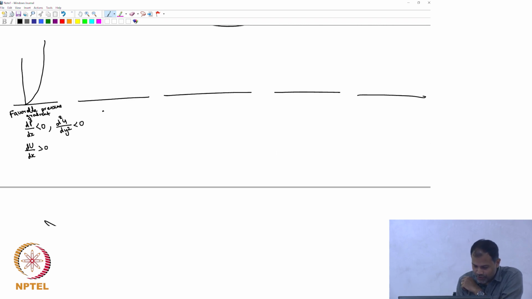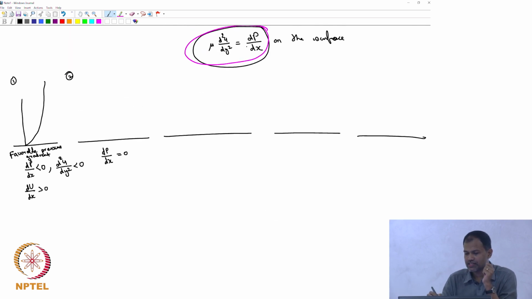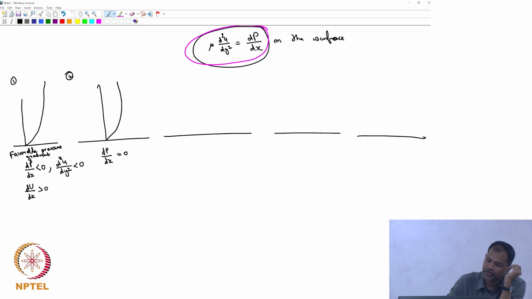So the next one we want to analyze is dp by dx equal to 0. So that was case 1. Case 2, dp by dx equal to 0, what would be the profile? We know dp by dx is given by d square u by dy square, the curvature is 0. So the velocity at the wall should be linear. So it should start linear, but then we don't know what is going to happen.